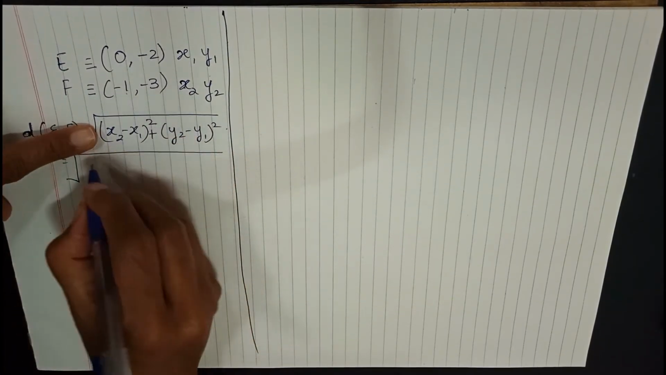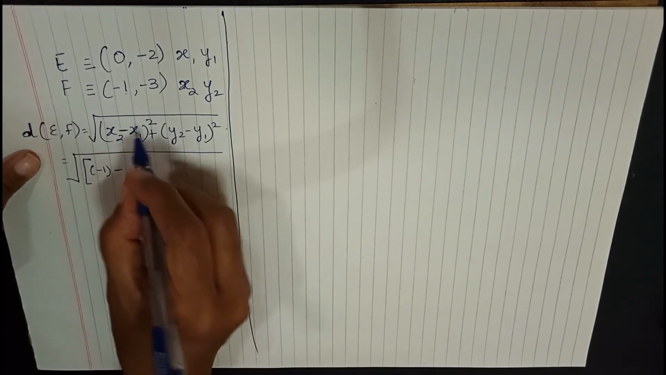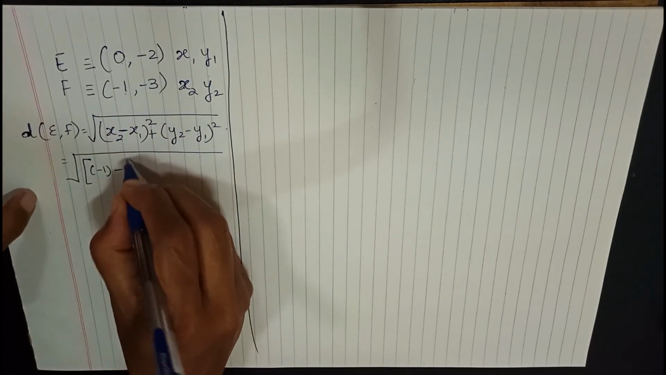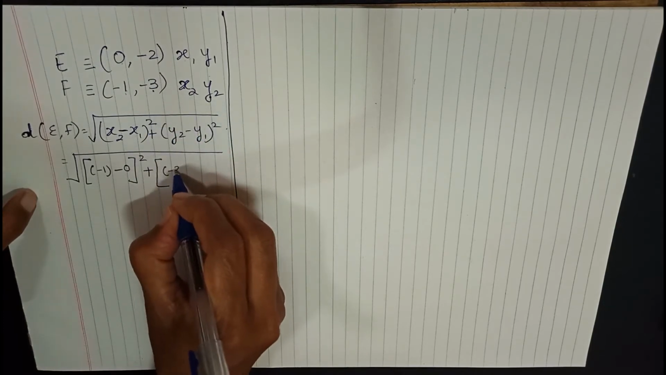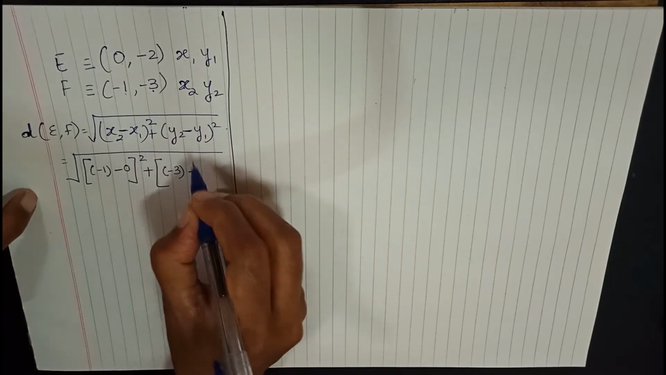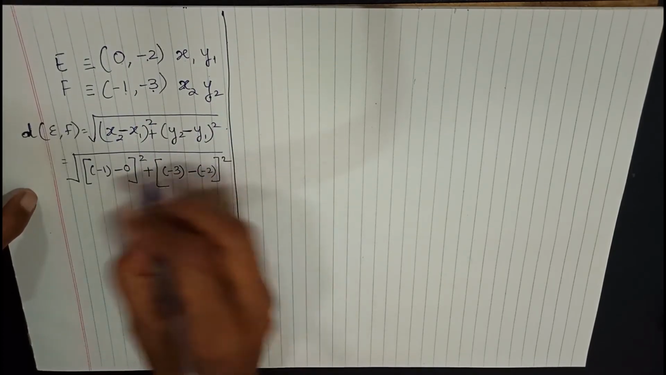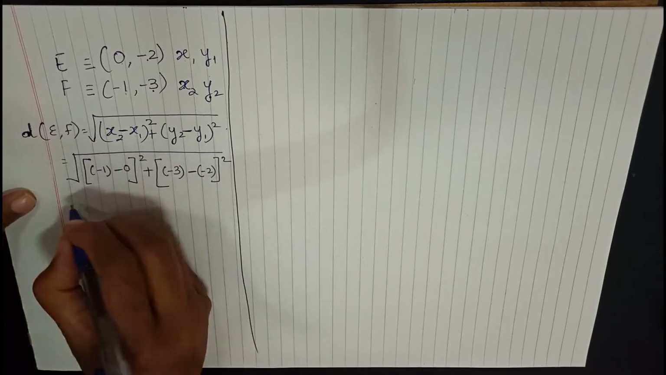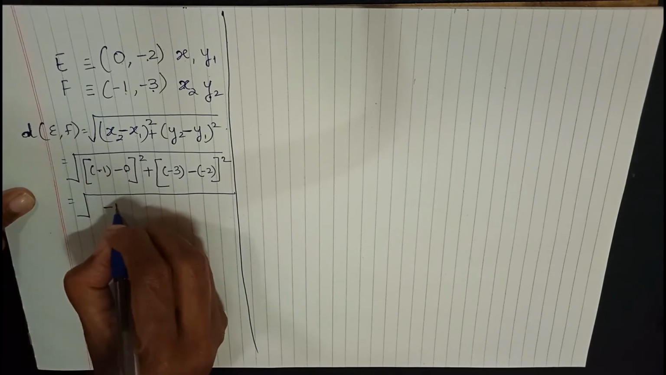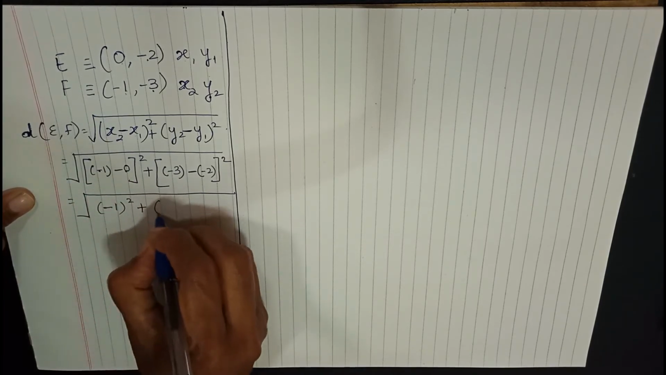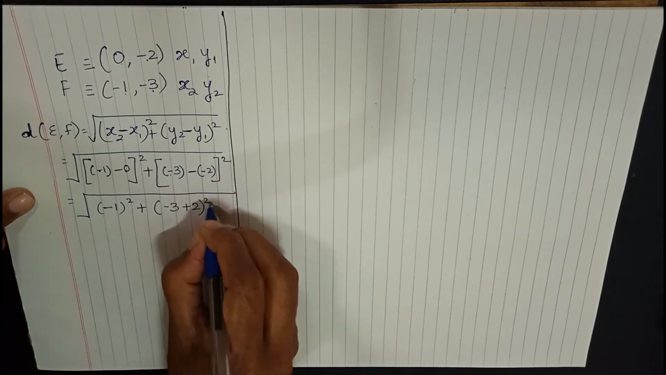x2 is minus 1. So minus 1. Next the minus sign from the formula, x1 is 0. The whole square. Plus y2 is minus 3. Then again a minus sign and then y1 which is minus 2. The whole square. Before we open the bracket, first try to solve it out, so it becomes easier. So you can see minus 1 minus 0 is nothing but minus 1 square. Now here minus 3 and minus of minus 2 becomes plus 2.